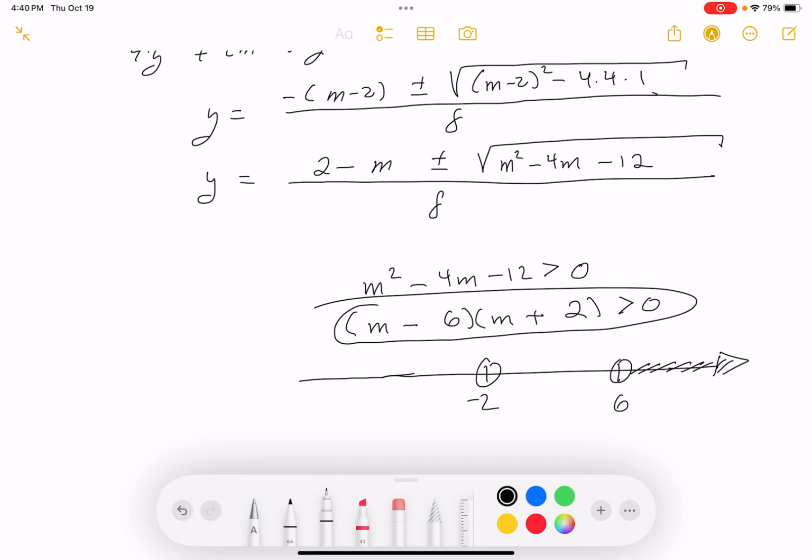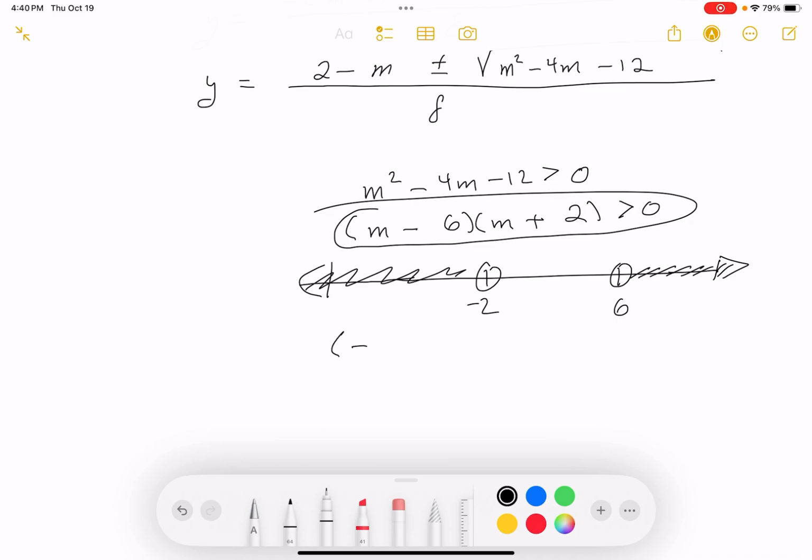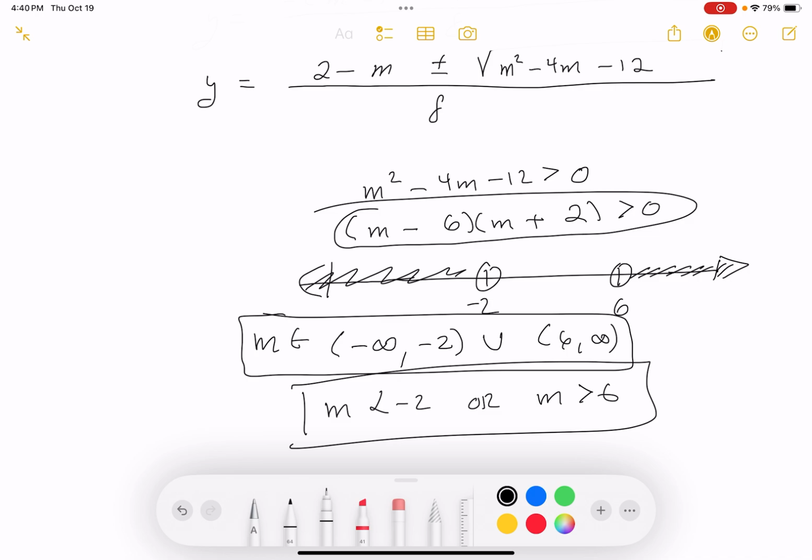Now, if you go below minus 2, like you take minus 3, plug it in, you get negative times a negative, which is a positive. So this gets shaded in. So I'm going to write down that this is minus infinity up to minus 2, union 6 off to infinity. And this is what m is. If you want to write it as an inequality, you would say m is less than minus 2, or m is greater than 6. And you can write it either way, by the way. Thank you.